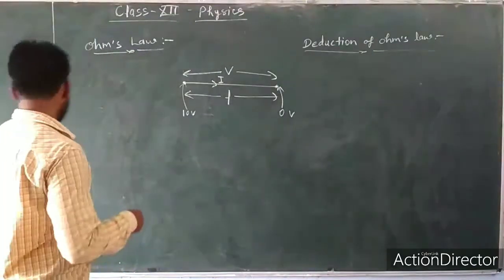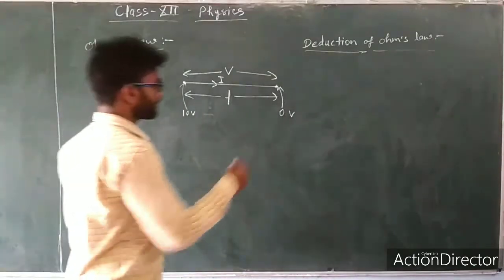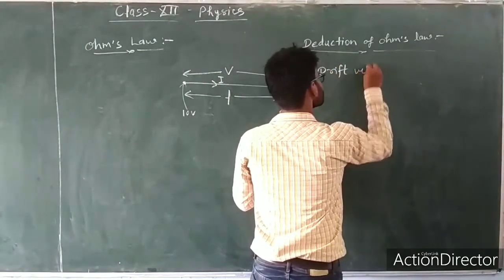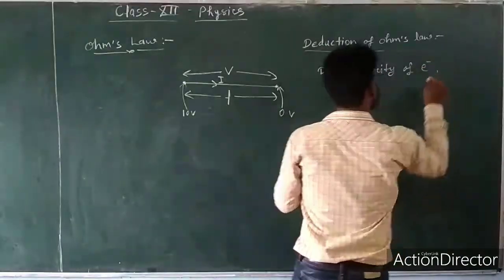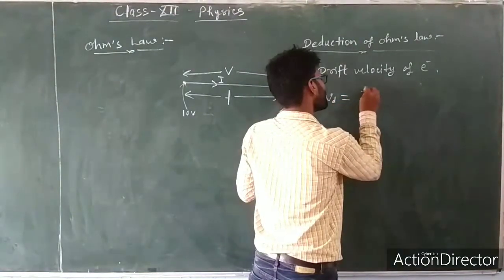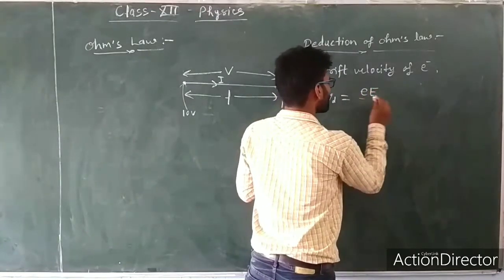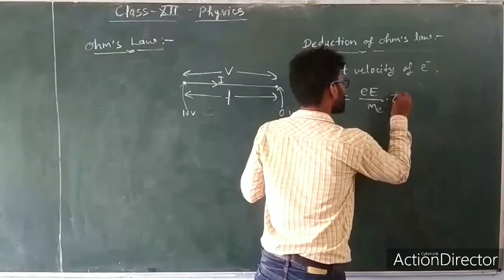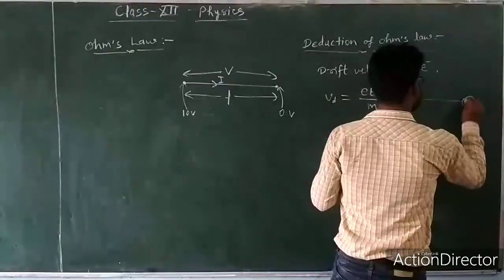So we can write the drift velocity of the electron, Vd, given by electronic charge multiplied by electric field divided by mass of electron, into tau, that is the relaxation time, right? So this is the first equation.